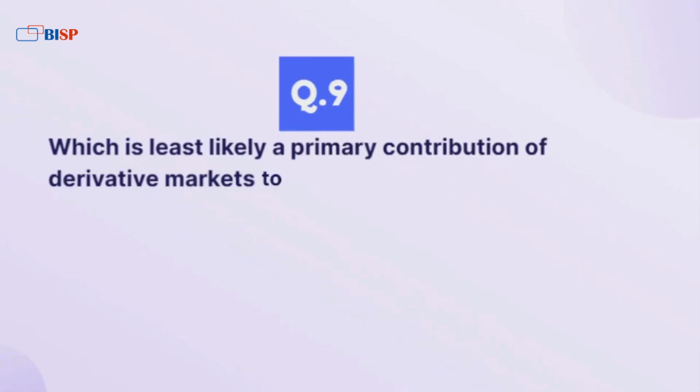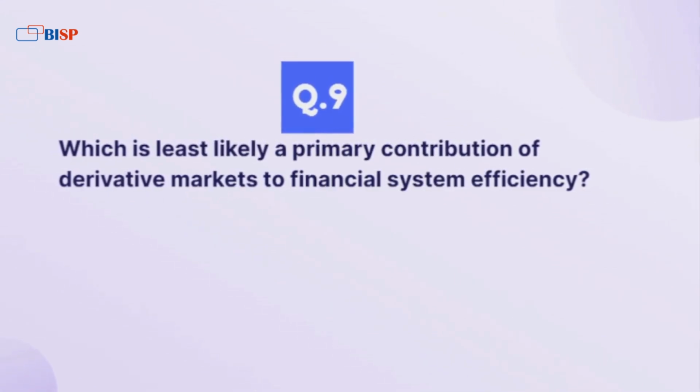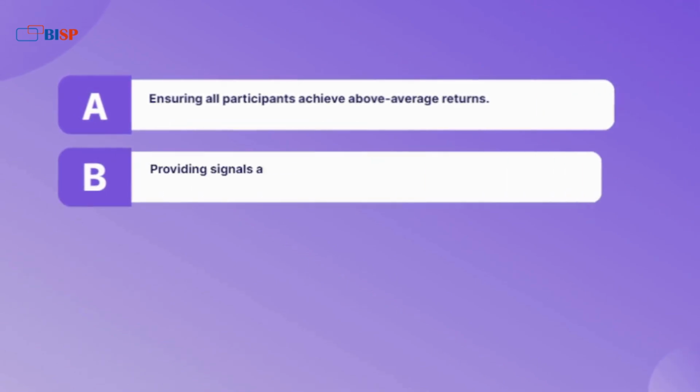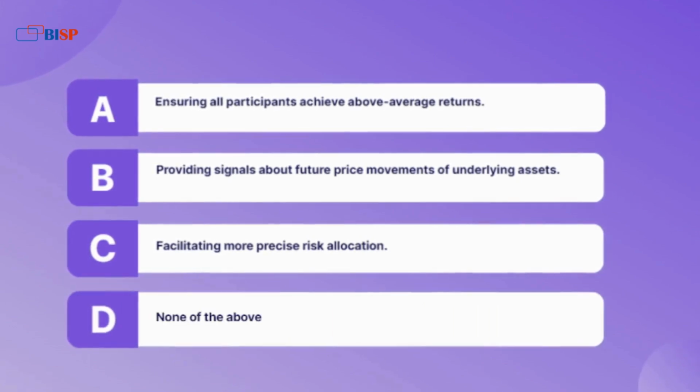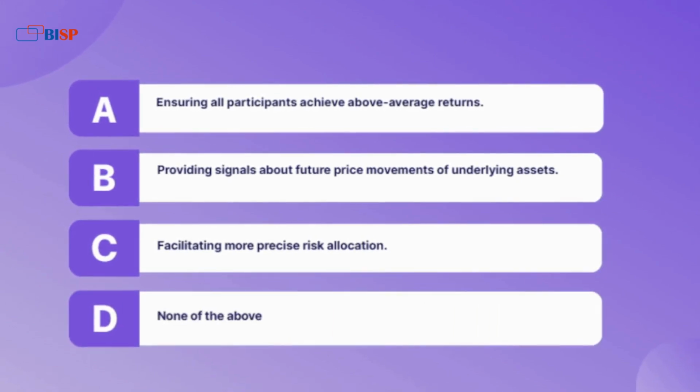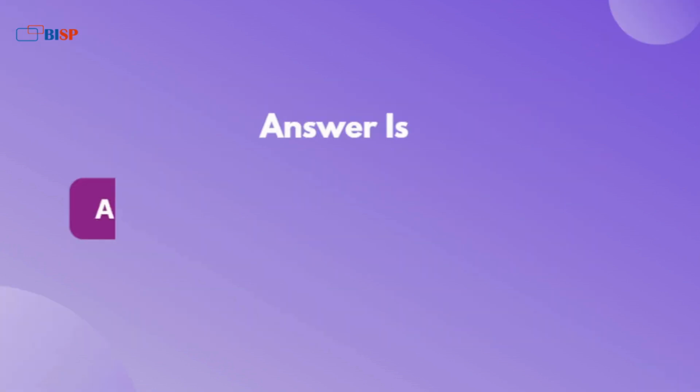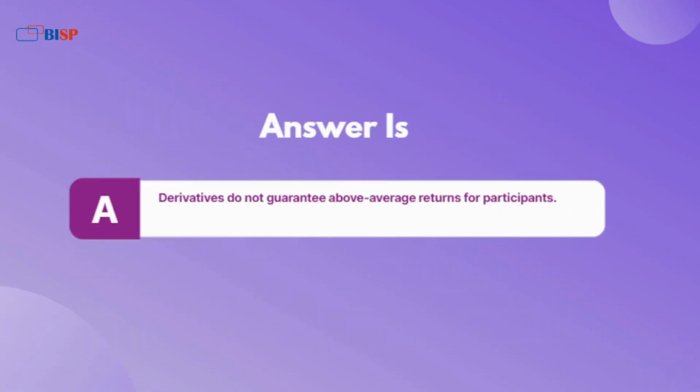Which is least likely a primary contribution of derivative markets to financial system efficiency? A. Ensuring all participants achieve above-average returns. B. Providing signals about future price movements of underlying assets. C. Facilitating more precise risk allocation. D. None of the above. Answer is A. Derivatives do not guarantee above-average returns for participants.